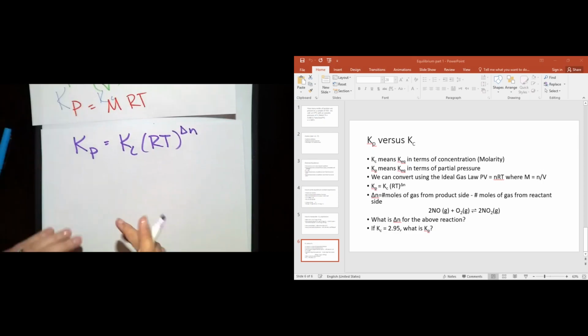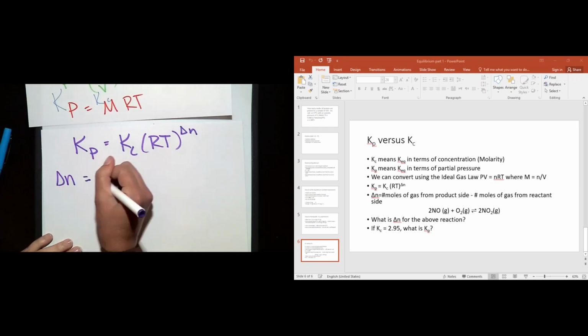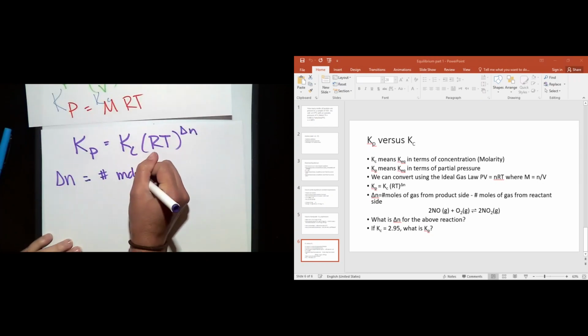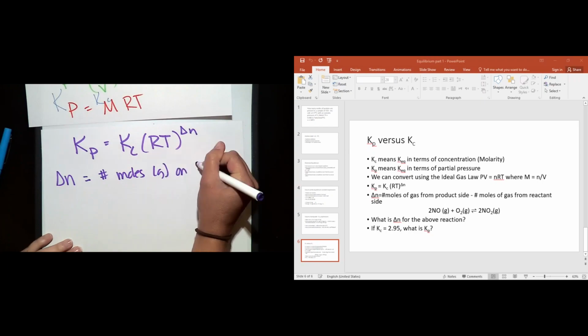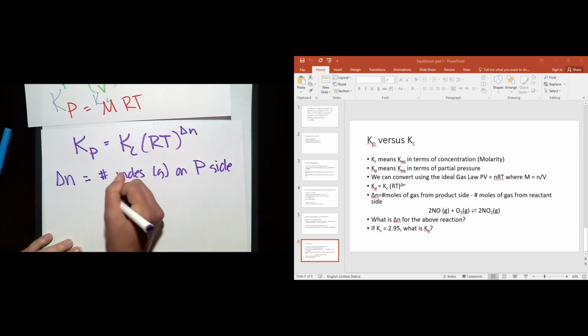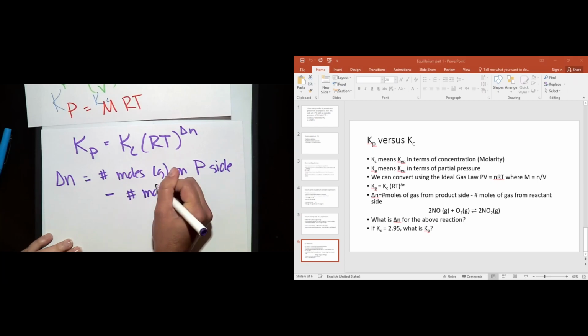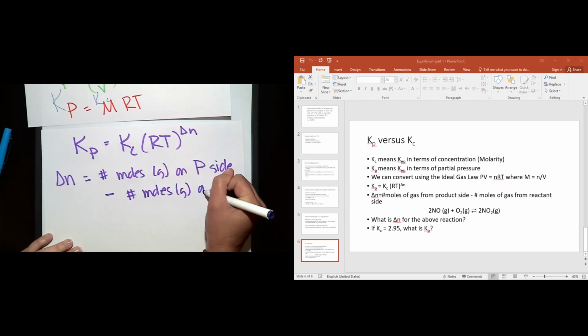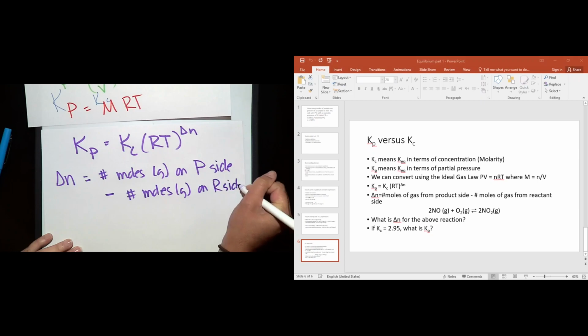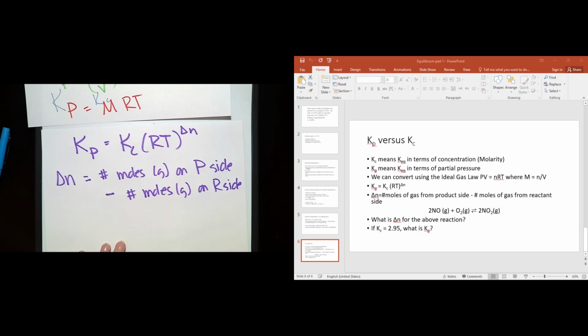So we're going to practice what is delta n. Delta n is the number of moles of gas on the product side minus the total number of moles of gas on the reactant side. Capital P for product, capital R for reactant. So we'll have to do 2 steps, at least for this problem. The first is we'll have to look at the reaction. We have to have the reaction because we need to know how the moles of gas are changing. And the other thing is we'll need some of these numbers to work with.